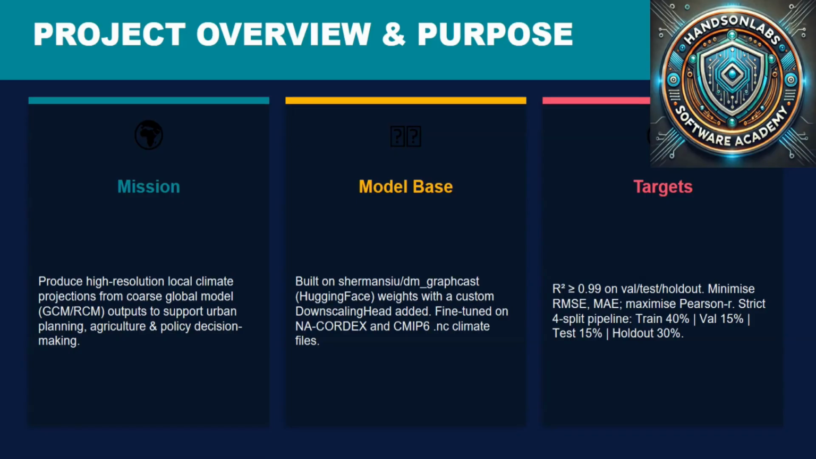All right, the targets: the accuracy target for the R squared is greater than or equal to 99%, on a val, test, holdout split scenario. Then, of course, we also try as much as possible to minimize the RMSE and the MAE, or maximize PSNR, with a strict four-split pipeline. Train is 40%, val is 15, test is 15, holdout is 30, respectively.